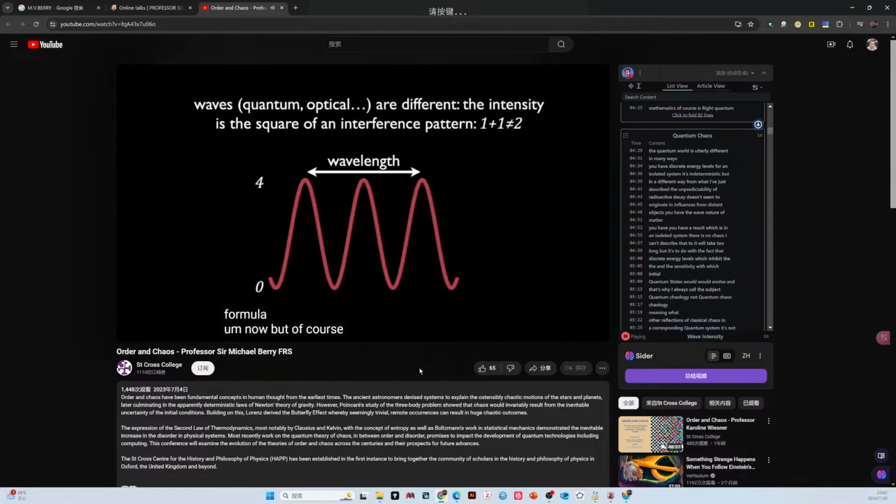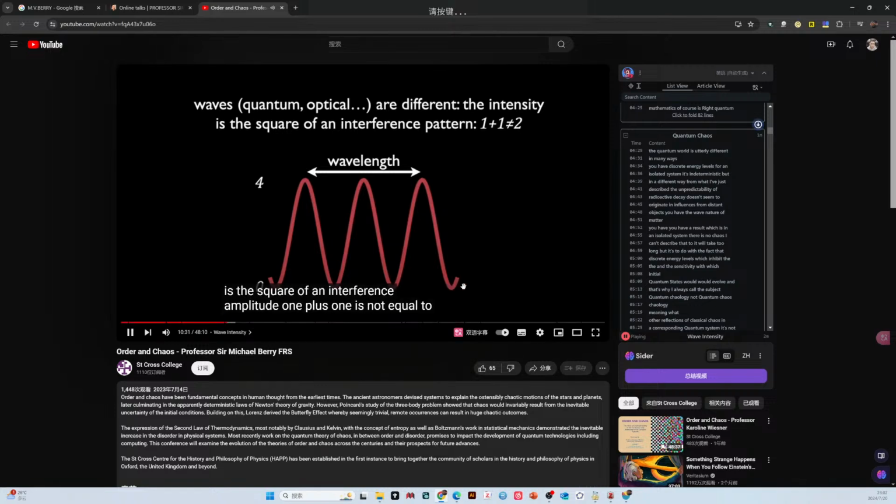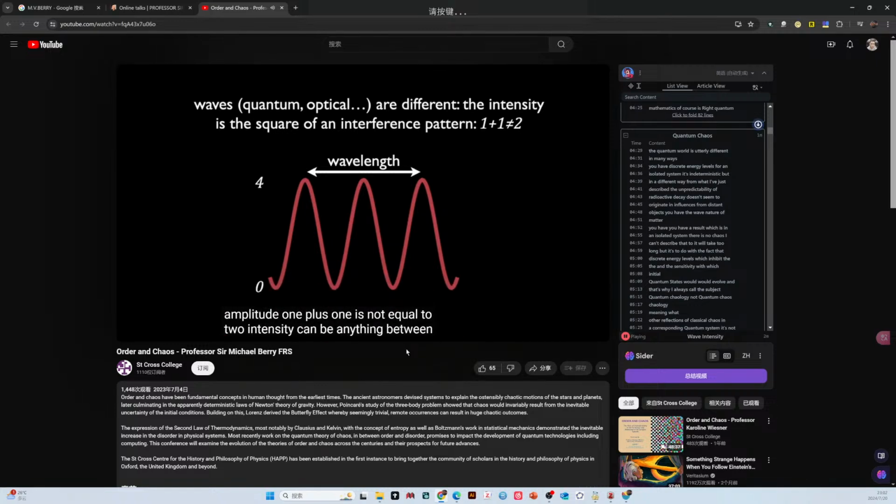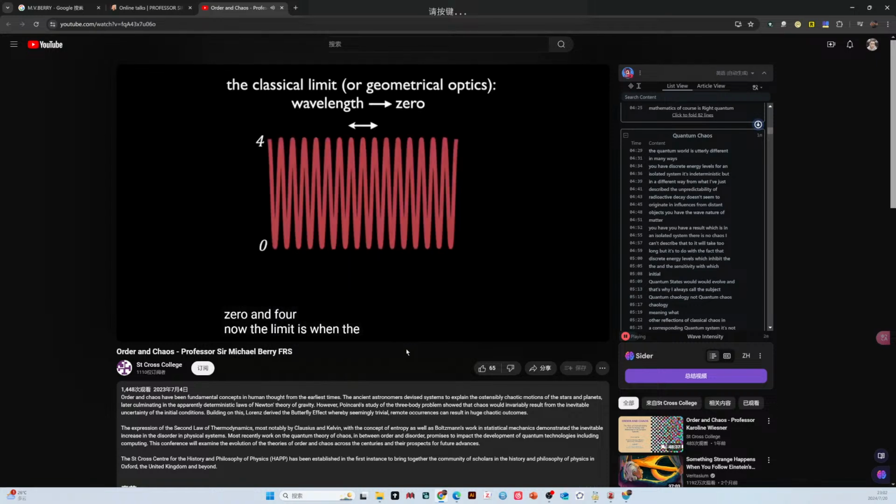But of course, if you have waves, which deep down you know that you do, that's different. The intensity is the square of an interference amplitude. 1 plus 1 is not equal to 2. The intensity will be anything between 0 and 4. Now, the limit is when the wavelength goes to 0. It's the same in quantum mechanics. So the oscillation gets faster and faster as it goes to 0, and the limit is very singular, anything between 0 and 4.